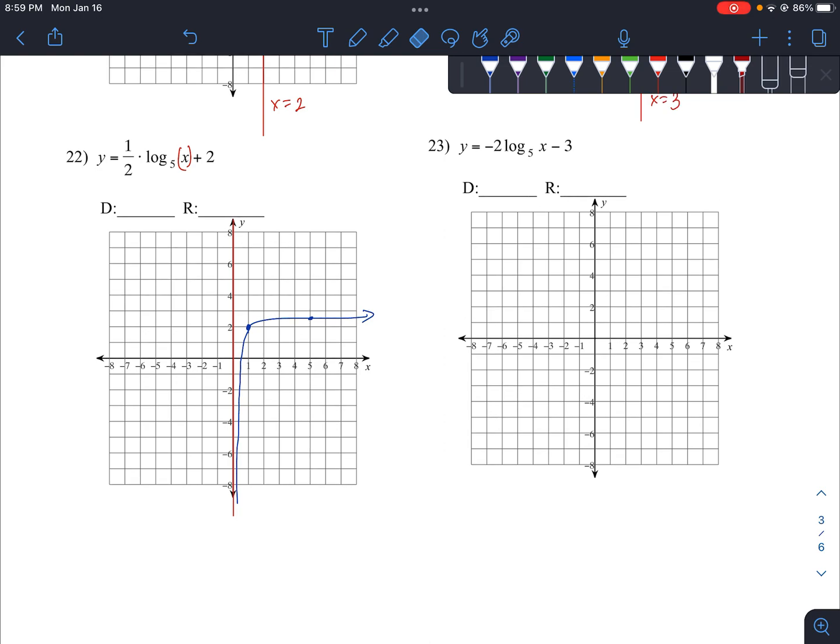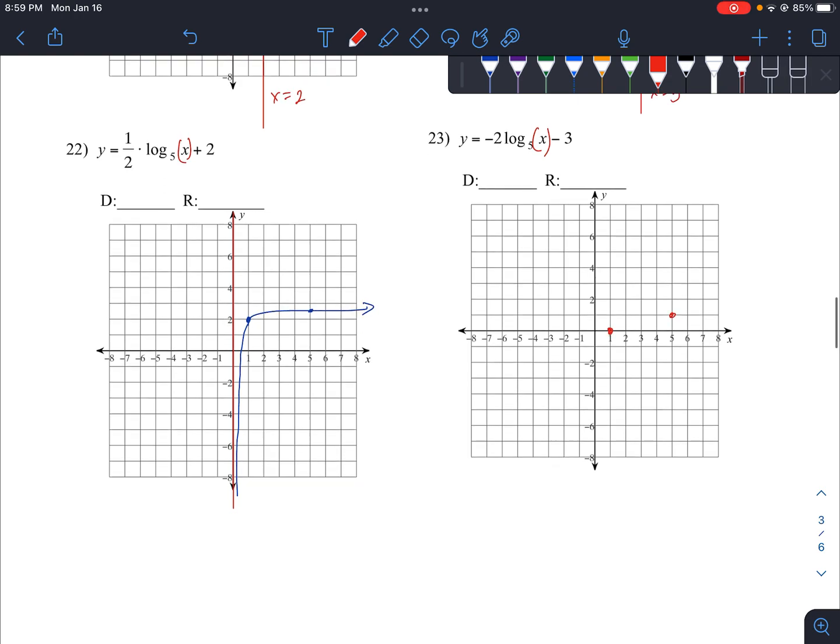Try 23. So for 23, we have -2. So this negative would mean it's going to be reflected over the x-axis, stretched by 2, and then down 3 since this is outside of that, so down 3. And it's a log base 5. So log base 5, so again, let's take our beginning points, so just like this right here.